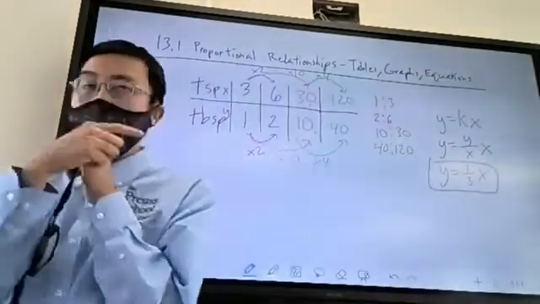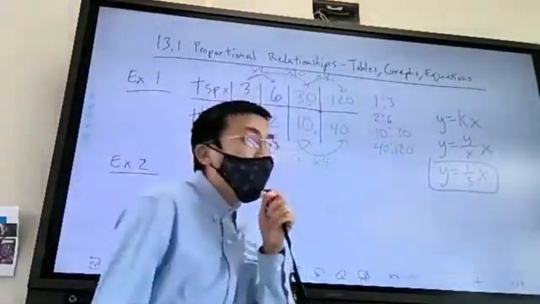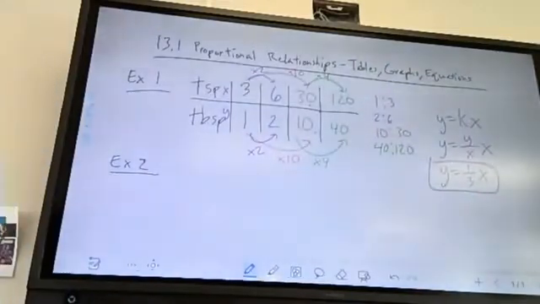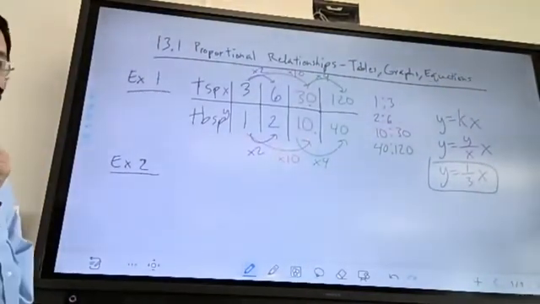This is how we use the table to write equivalent ratios and equations. For example 2, we're going to do a graph.